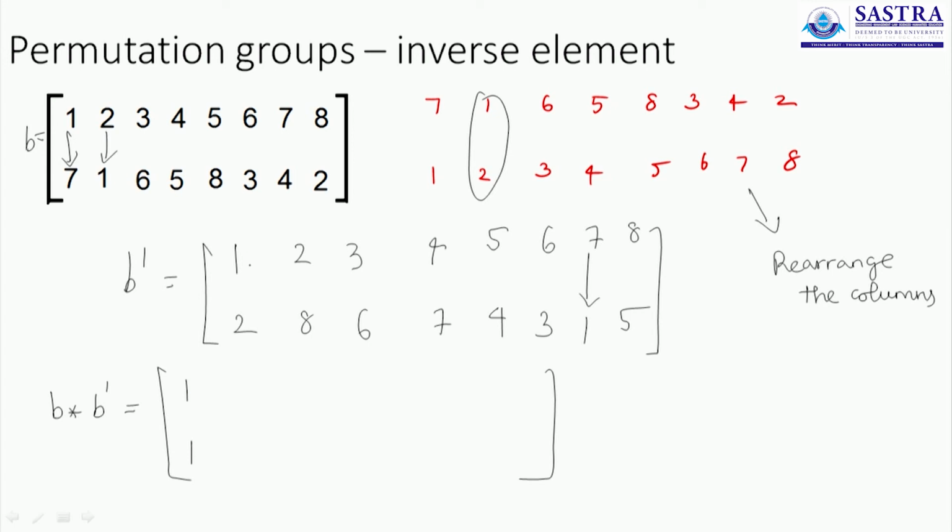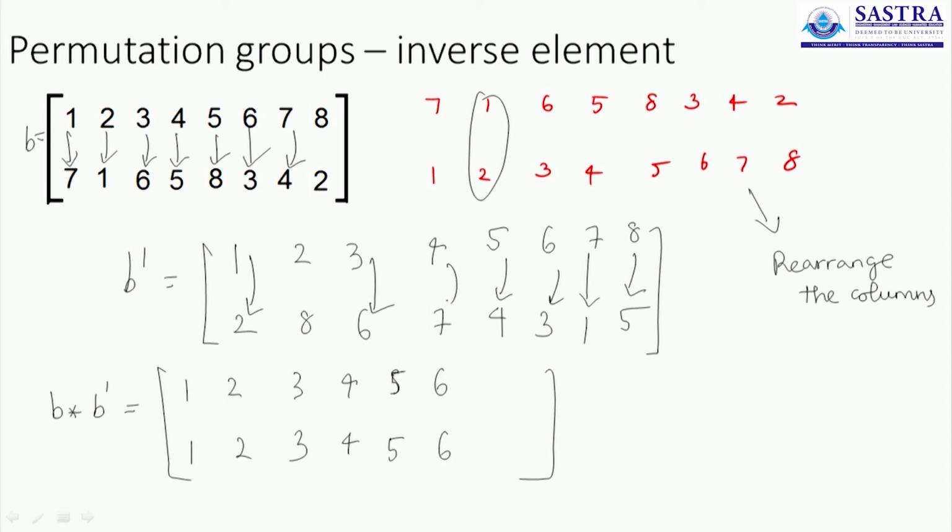2 to 1 and 1 goes to 2, so 2 goes to 2. 3 to 6 and 6 goes to 3, so 3 to 3 again. 4 to 5 and 5 goes to 4, so 4 is to 4. 5 to 8 and 8 goes to 5, so 5 to 5. 6 to 3 and 3 to 6, so 6 and 6. 7 to 4 and 4 to 7, so 7 and 7. The last part, 8 to 2 and 2 to 8, so 8 and 8 again.